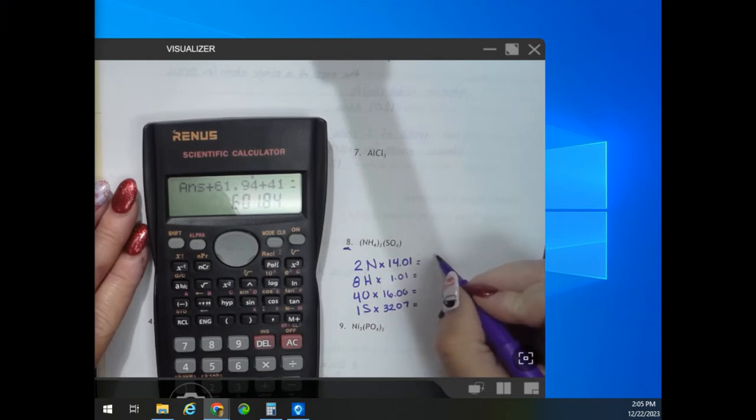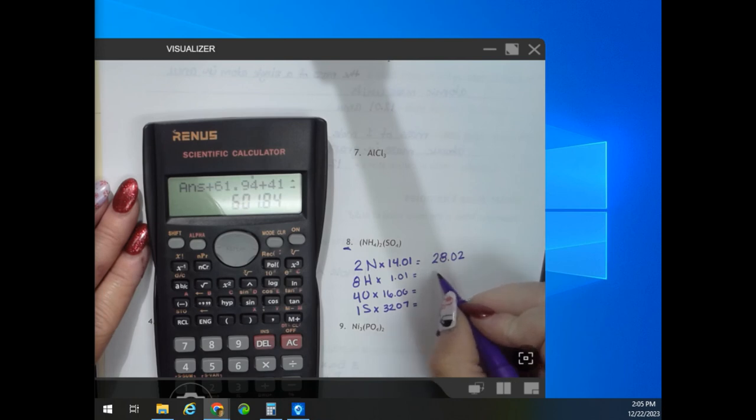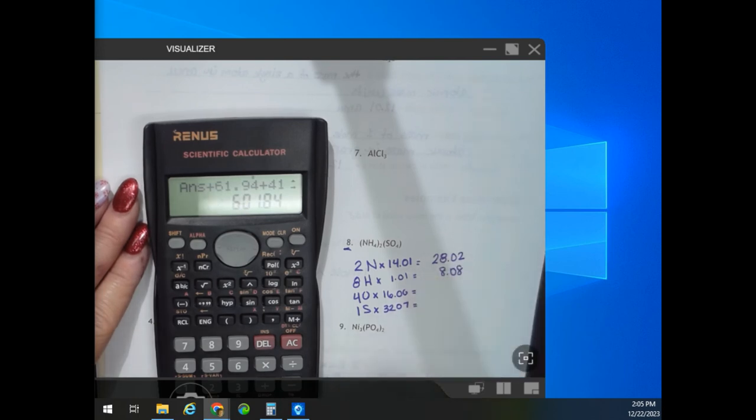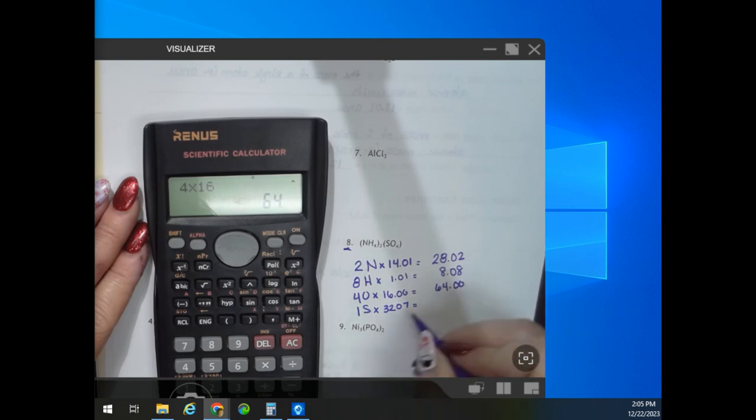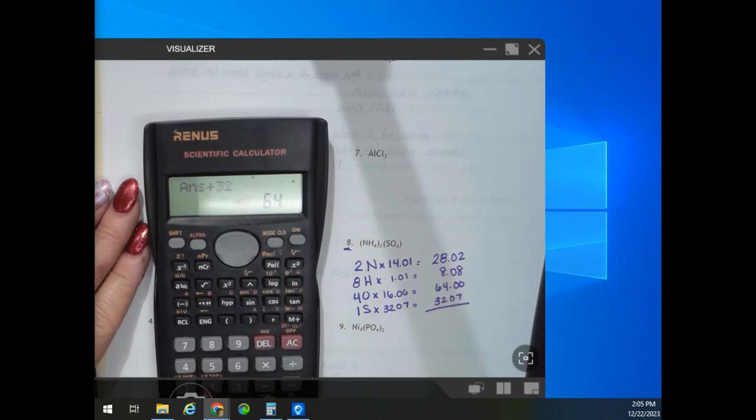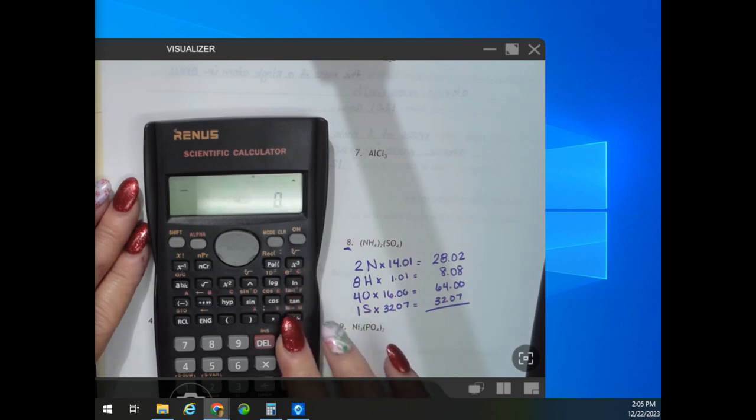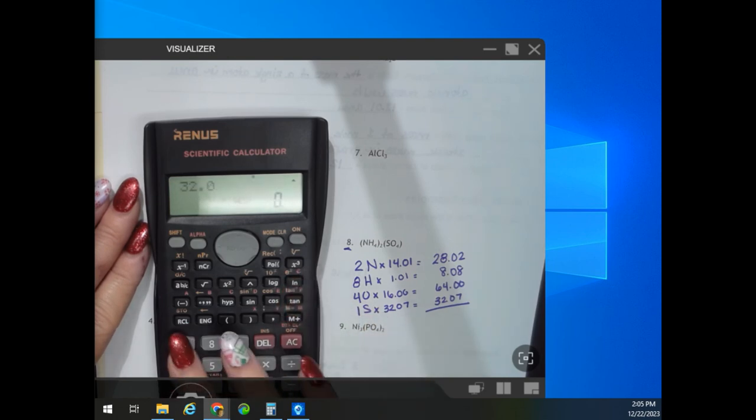So let's see, 2 times 14.01 is 28.02. 8 times 1.01 is 8.08. 4 times 16 is 64. Yes, it is. And then 1 times 32.07. So I'm going to add all of those together. 32.07 plus 64 plus 8.08 plus 28.02.